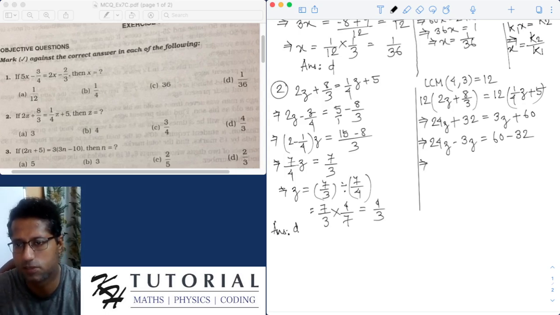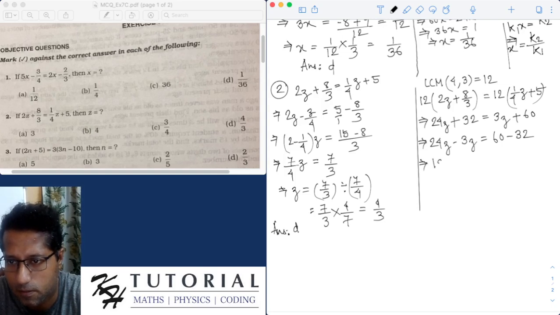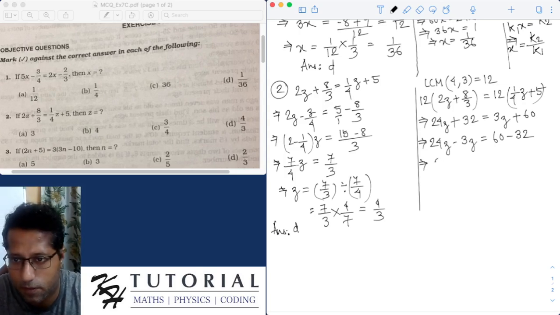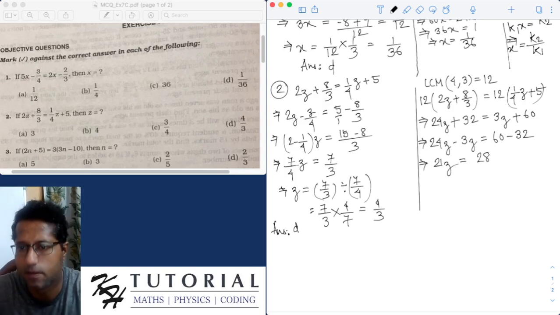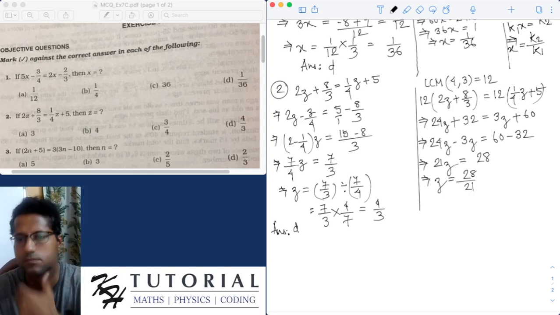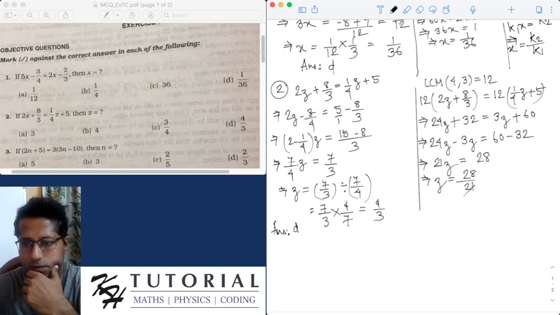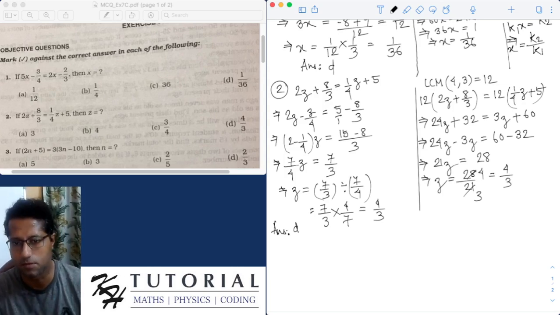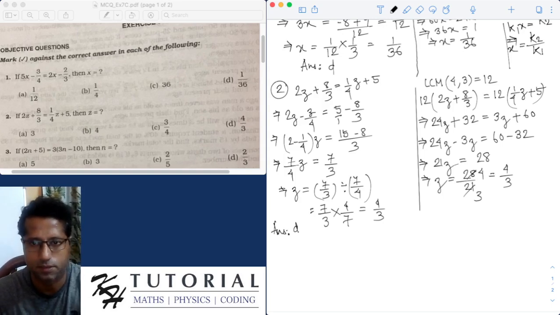This implies 24z minus 3z is 21z equals 60 minus 32, which is 28. Now this implies z equals 28 divided by 21, and if we divide by 7, this is 3, this is 4, so we get z as 4 by 3. So we got the same answer. So the answer is choice D.